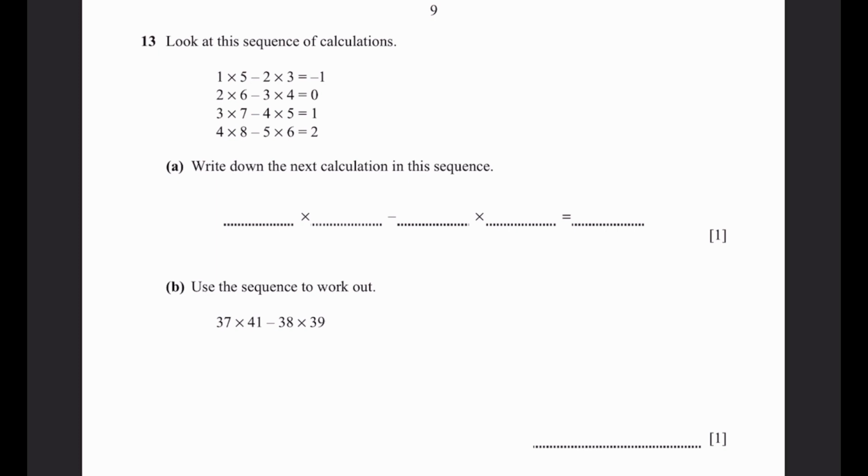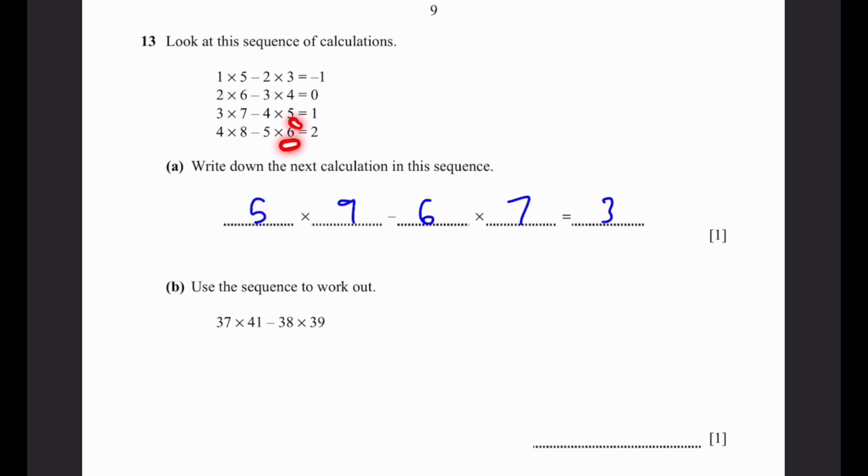We can see that all the 4 numbers on the left side of the equal sign increase by 1 every time we go down. And also on the right side, it increases by 1. So for the 5th one, that'll be 5, 9, 6, 7, and that'll be 3. That's the answer. B. Use the sequence to work out 37 times 41 minus 38 times 39.